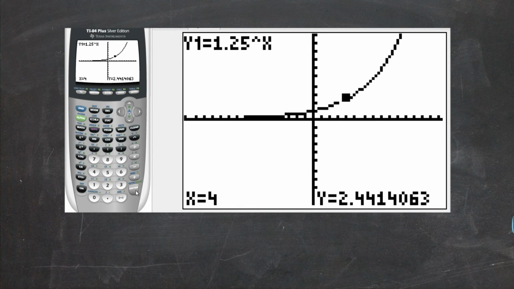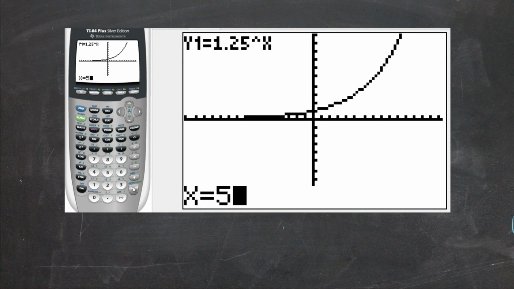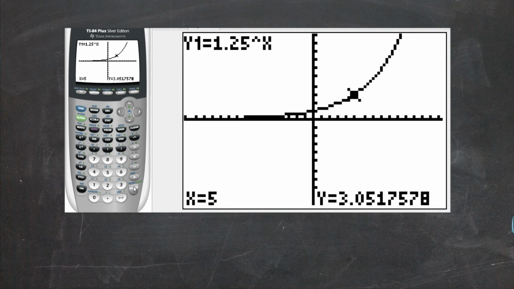Our $1 is now worth $2.44. All right. Kicking up there pretty nicely. All right. Keep working it. Let's go to a 5. See if I can get to a 5. Here we go. We have now tripled our money. Now we've added 200% to it, but we have tripled our money by going for 5 years.